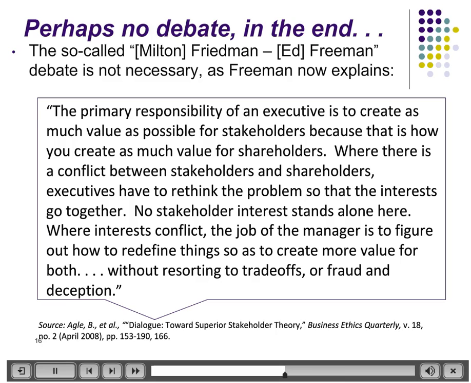Where interests conflict, the job of the manager is to figure out how to redefine things so as to create more value for both, without resorting to trade-offs or fraud or deception, which harkens back to the quote from Milton Friedman. The goal, Friedman would argue, is that we're only worried about profit. And Friedman says, yes, we worry about profit, but we do it not by screwing over all of our stakeholders and only focusing on shareholders. We do it by making sure all the stakeholders' interests are met, and we do it to find value for everybody, to make it a win-win, and we don't do it by making trade-offs that are going to hurt ourselves and others. Because again, as Friedman says, we want to make sure both people are in an agreement and in an arrangement that actually matters, that everybody gets something out of it. So we don't engage in fraud, we don't engage in deception, we don't do things illegally or unethically, we do things fairly and freely and above board. And in the end, we can all win.